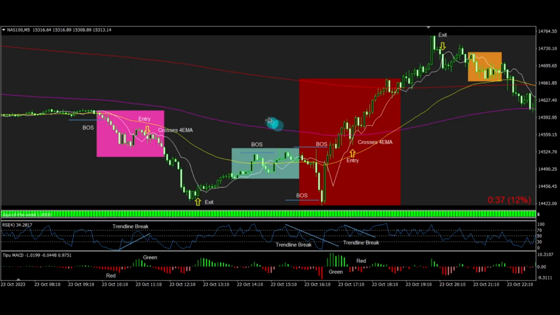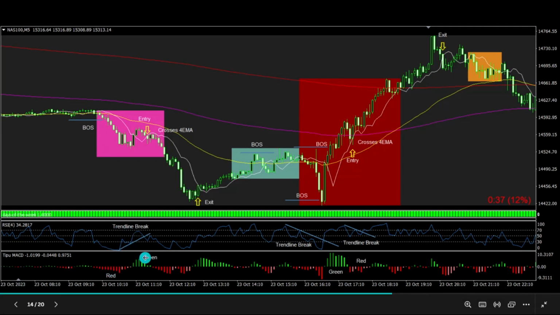In this trade, there's actually two potential trades for the day, one during the London session and one during the New York session. The London session has a break of structure confirmed by a trendline break and also a red histogram.